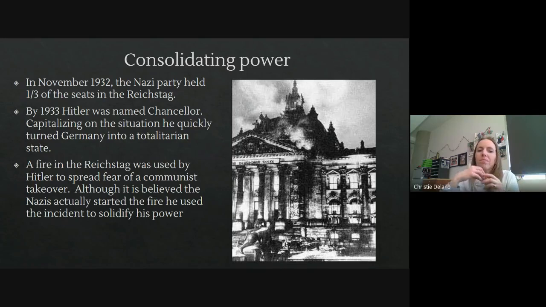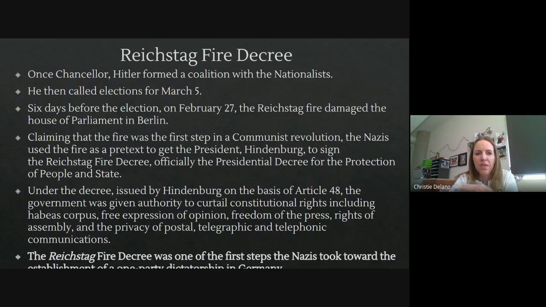And so this fire occurs, and essentially the Nazis are going to blame it on the communists in order to spread fear of a communist takeover. Because if there's anything people hate more than any other type of political system at this time, it is they really fear communism. And so the Nazis, like I mentioned, it's widely believed that they actually started this fire.